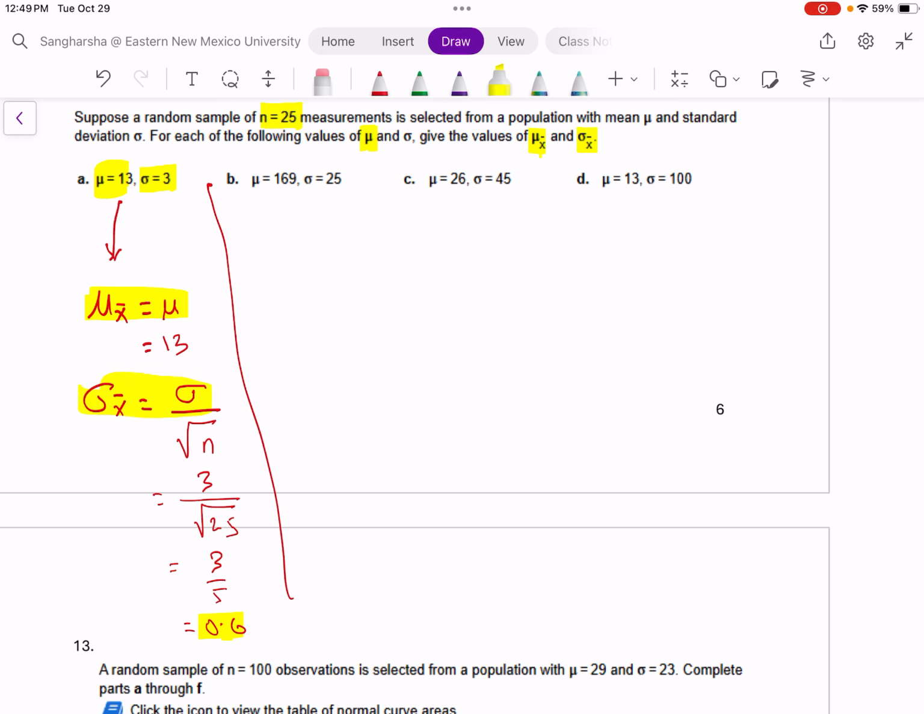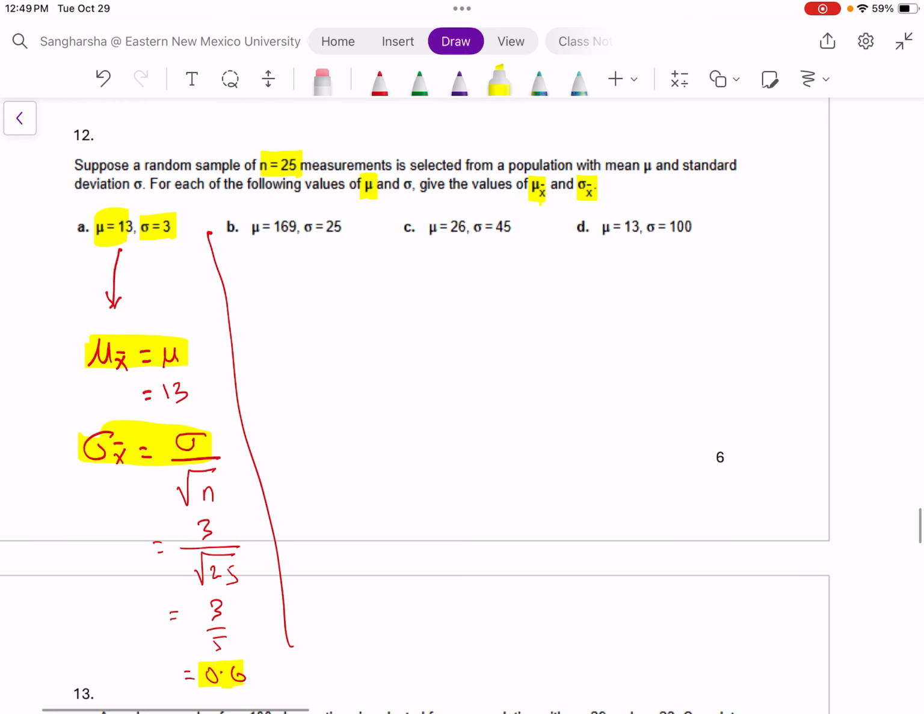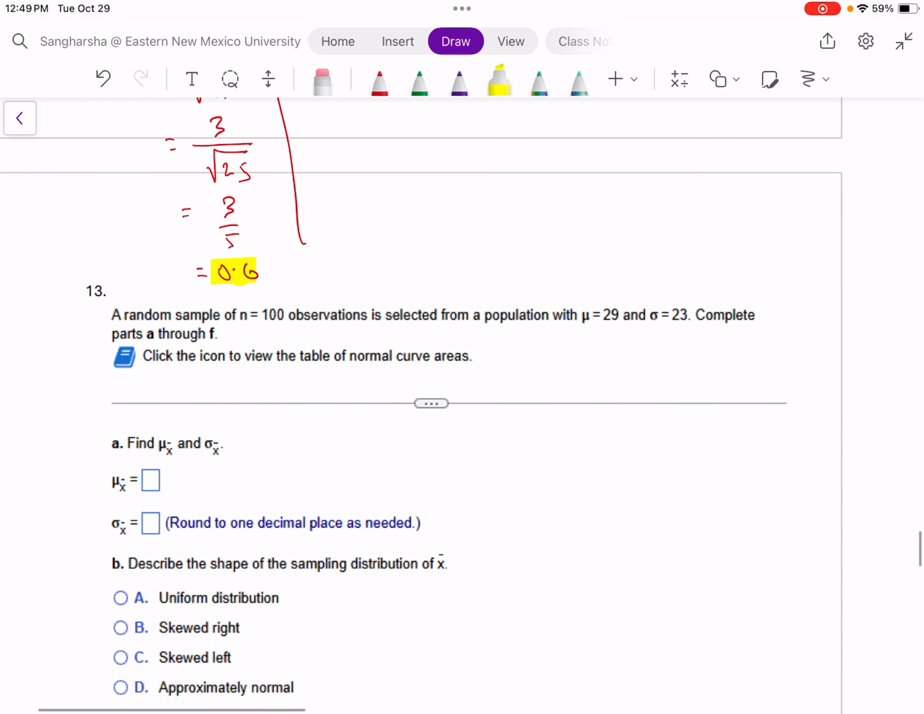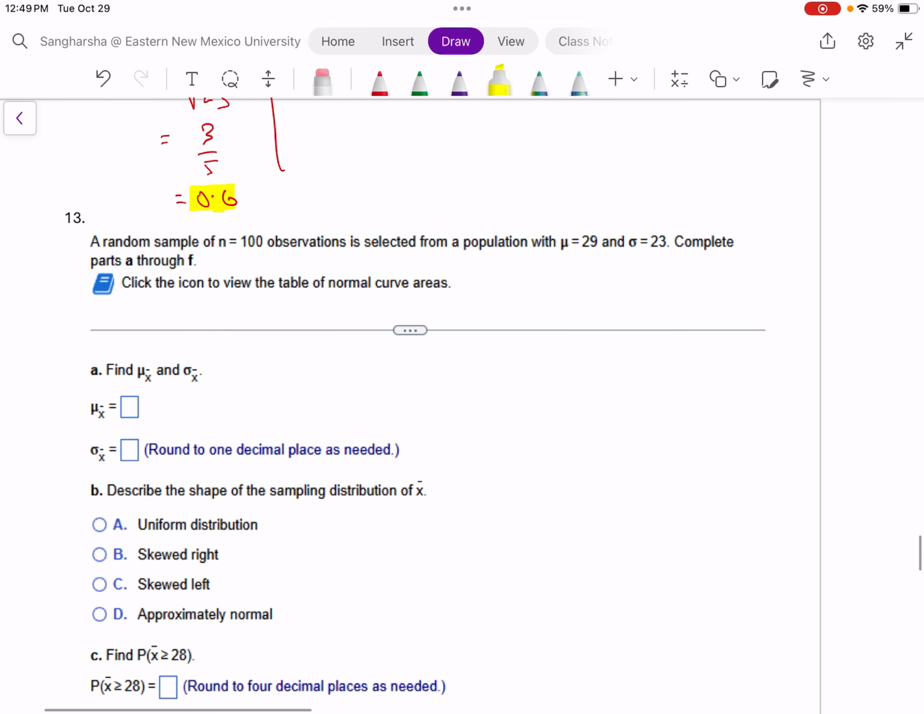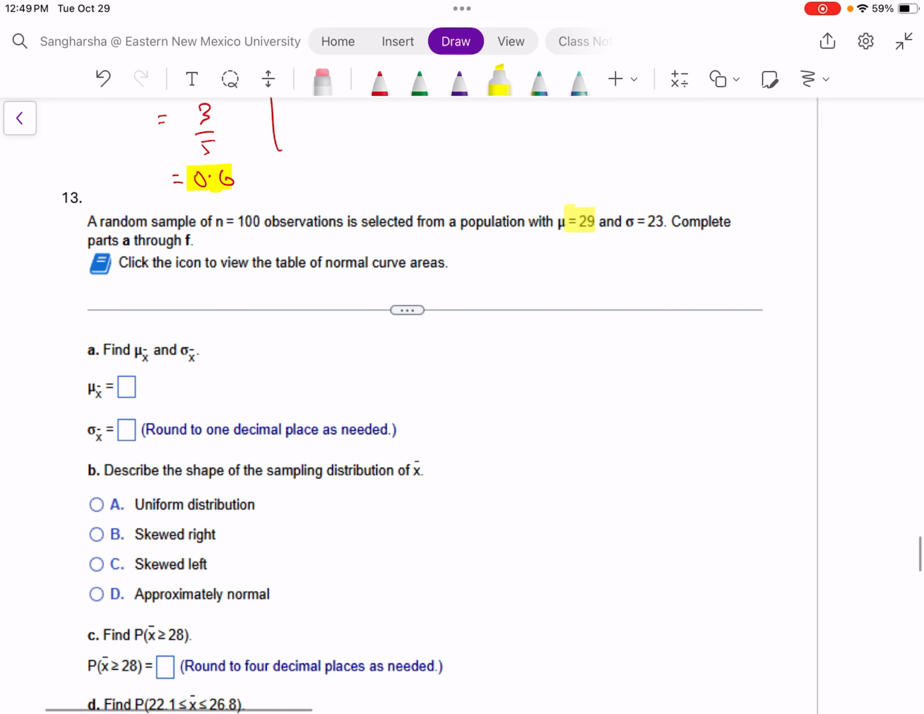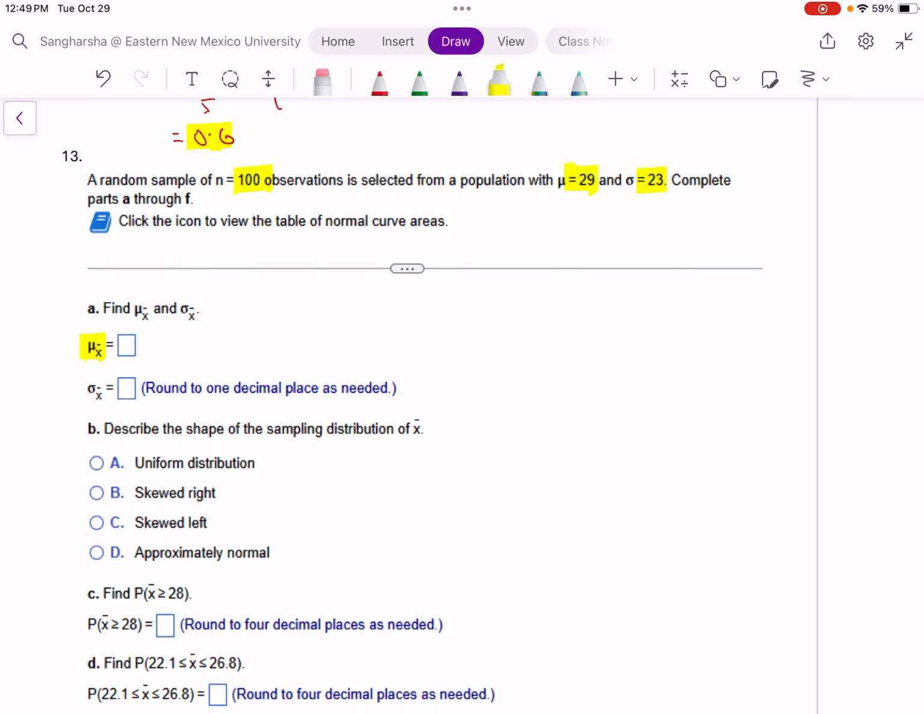I'm not sure whether you will have this on your formula sheet or not. But if you are asked to find the mean or standard deviation for x bar, the mean is the same as the population mean. The standard deviation is equal to the standard deviation of the population divided by the square root of n. That's for number 12. Okay, number 13, very similar. The mean is given as 29, n is 100, sigma is 23. You are asked to find mu of x bar, which is the same as 29, and sigma of x bar, which is 23 divided by the square root of 100.